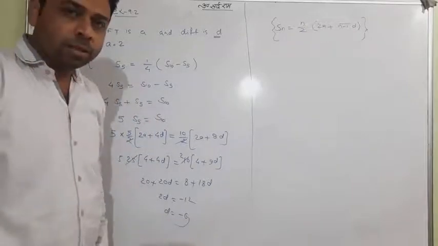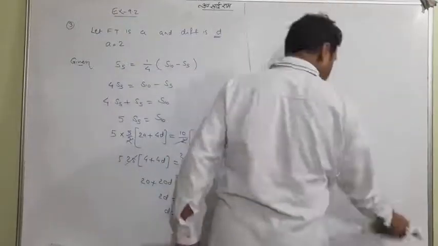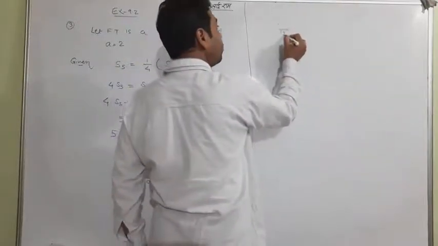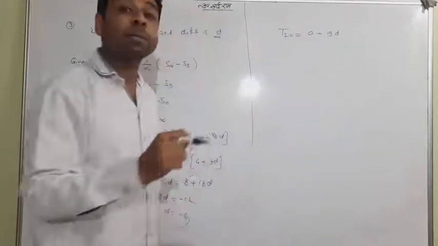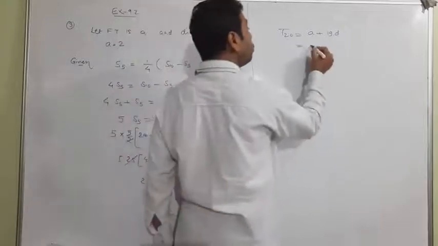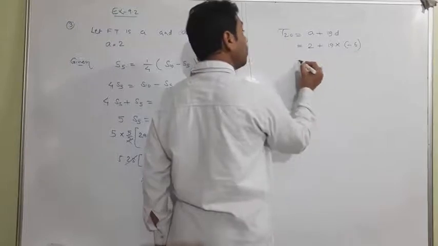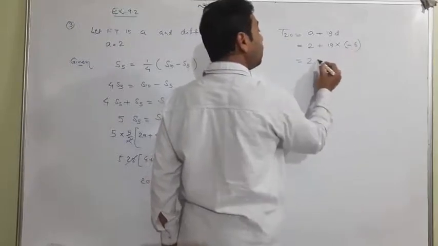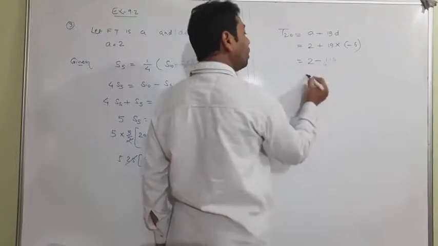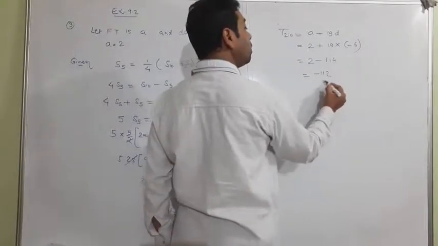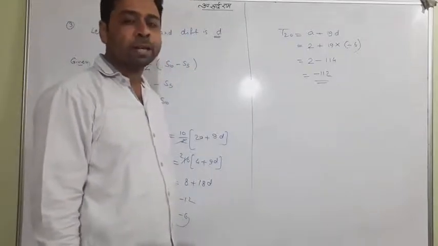Now this is not the answer, this is just d. Now we want to find the 20th term. So definitely the 20th term will be a plus 19d. What is the formula? A plus n minus 1 into d. So a is 2, and 19 into d is 19 into minus 6. So ultimately 2 minus 19 into 6, which is 114, I think, and 2 minus 114 is minus 112. This is the completion of what was asked to prove, that the 20th term is minus 112.